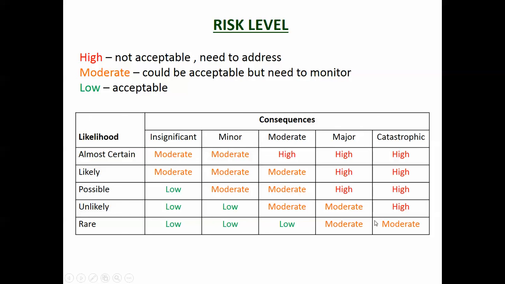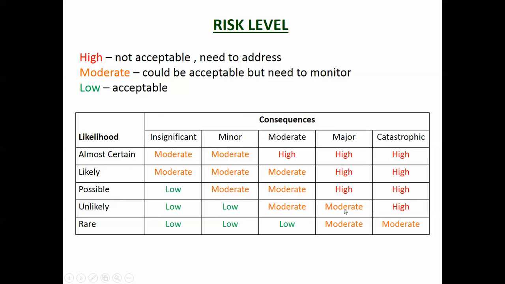Right at the start, when we're establishing the context, we would have come up with this table here. So we'd say that if something's almost certain, but it's an insignificant consequence, we're going to call it a moderate risk. Could be acceptable, but we need to monitor it. If it's possible and it's an insignificant risk, then it's acceptable. On the other side, if it's unlikely but there's a major consequence, then we might say moderate.